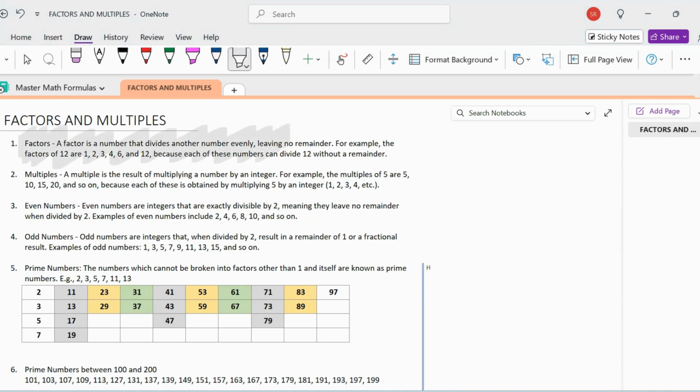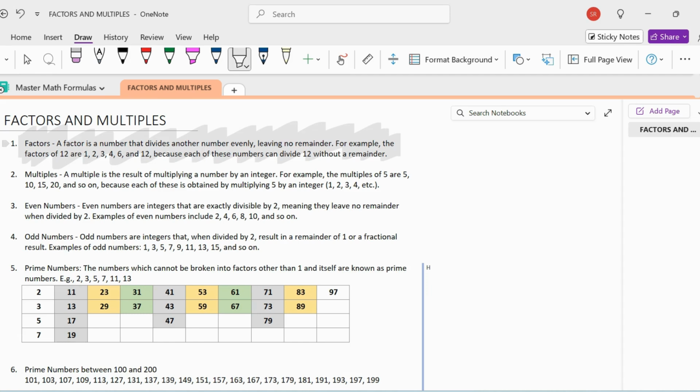What are factors? A factor is a number that divides another number evenly, leaving no remainder. For example, the factors of 12 are 1, 2, 3, 4, 6 and 12 because each of these numbers can divide 12 without a remainder. That is, when you divide 12 by either 1, 2, 3, 4, 6 or 12, the remainder that you get is 0. Hence 1, 2, 3, 4, 6 and 12 are called the factors of 12.